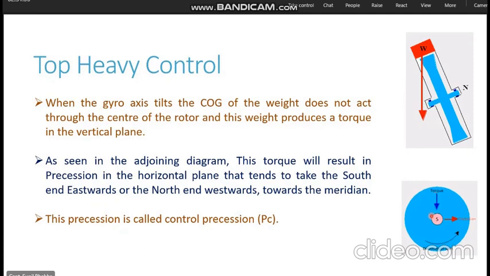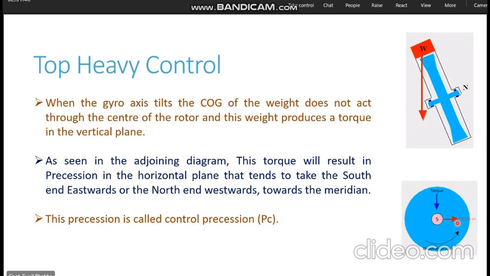Now when this weight acts on the spin axis, because of precession, this torque turns 90 degrees in the direction of the spin. Now we know top heavy control is used in gyro compasses which are spinning anti-clockwise as viewed from the south end. So you can see the direction of spin as anti-clockwise. So this torque which is trying to push the spin axis downwards turns by 90 degrees in the anti-clockwise direction, and now it tries to push the spin axis, or precess the spin axis, in the easterly direction.